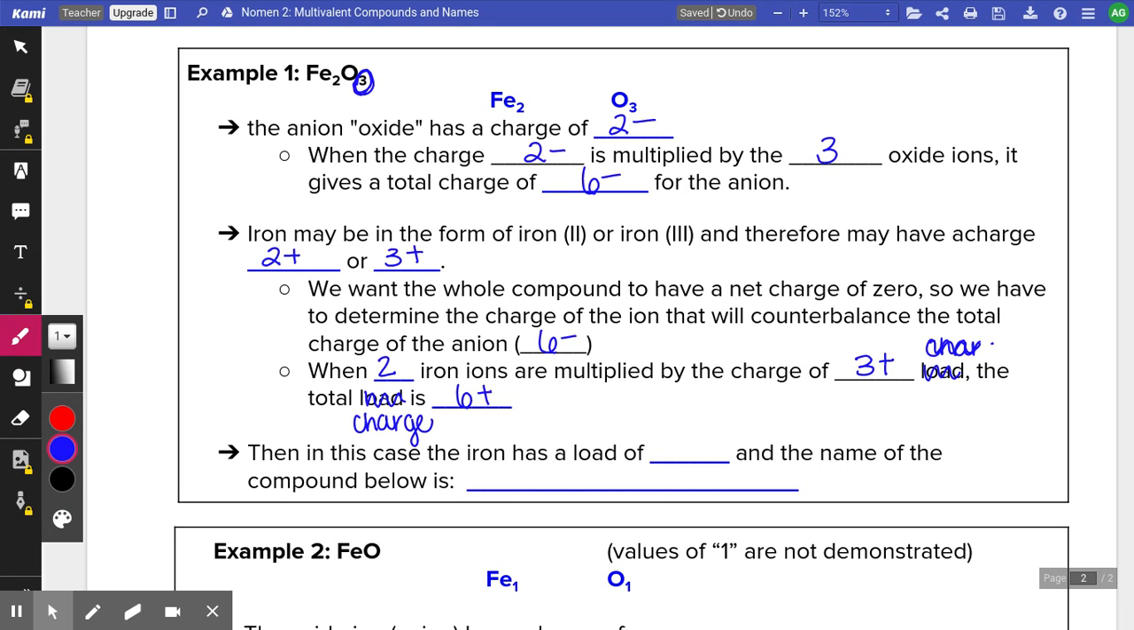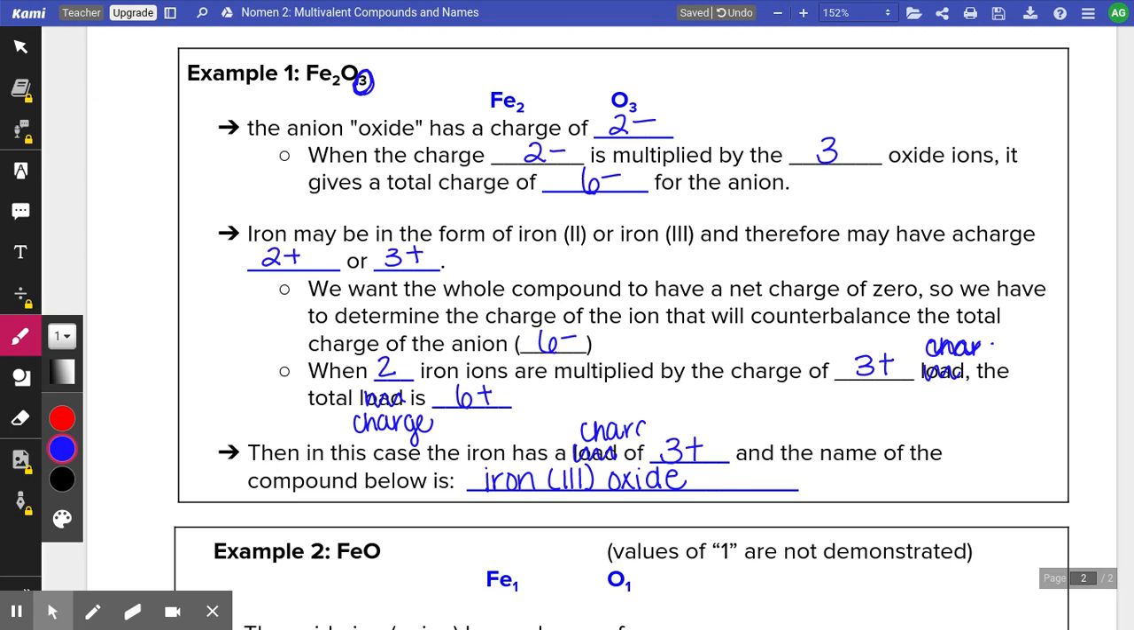Okay, so again, when 2 iron ions are multiplied by the charge of 3 plus, the total charge is 6 plus. And that means that we have a properly created compound with a net charge of 0. What that means is that the iron present in that particular compound is 3 plus. And the name of the compound is then iron 3, in parentheses, oxide.